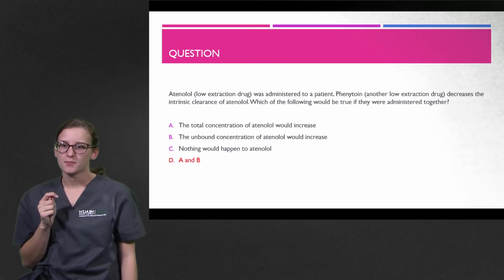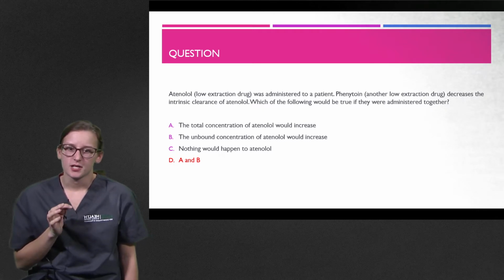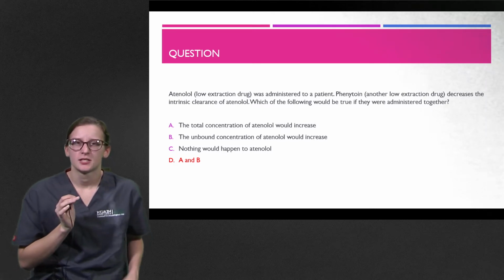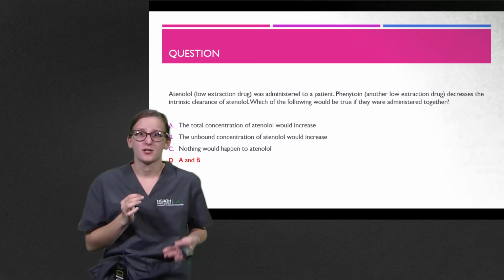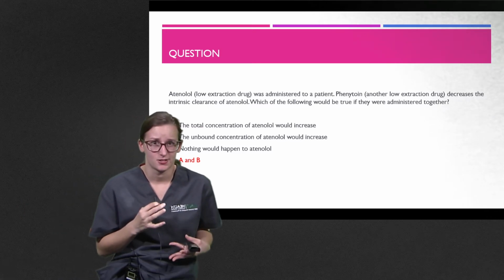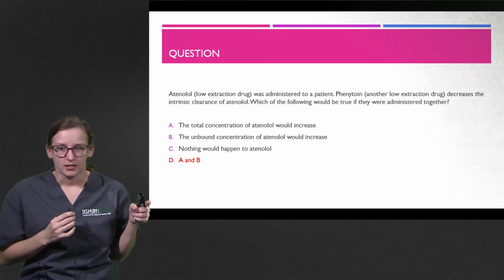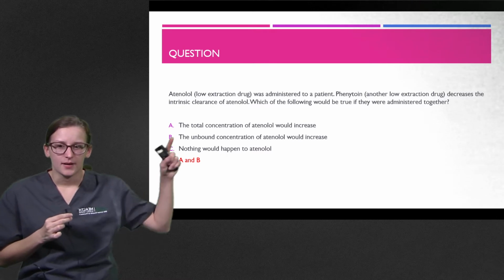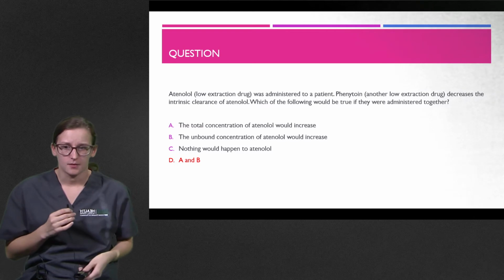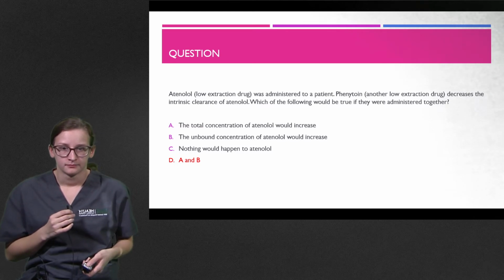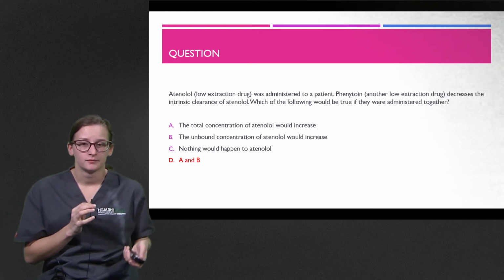All right, so this one's going to be both A and B. So we go back to intrinsic clearance. If the intrinsic clearance decreases, that means you're not removing it from the body. If you're not removing it from the body, you're increasing or retaining that concentration in your body. So not only would the total increase, but the unbound would also increase because now you've got more in your body, so you have more being unbound there. If you're not clearing it more, you're retaining it more.